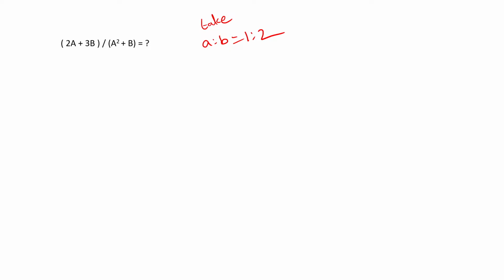Okay, let's continue, they will join. So guys, the problem here is, see, generally what people will do is, whenever I say a is to b equal to 1 is to 2, the most common thing they do is they will take a equal to 1 and b equal to 2.